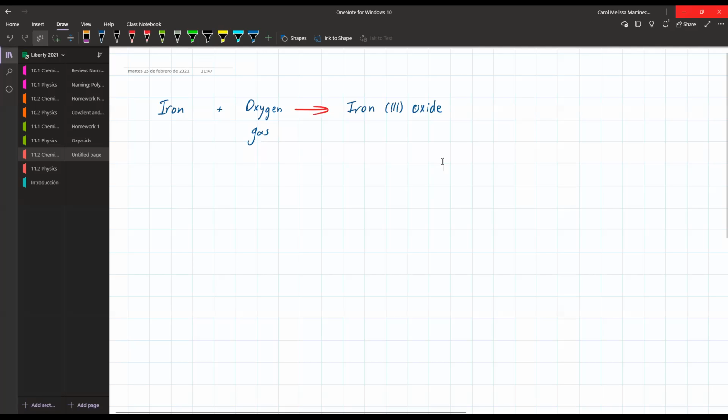Okay, this is another example. I'm giving you the word equation and I say, guys, can you please get all the possible mole ratios from that?